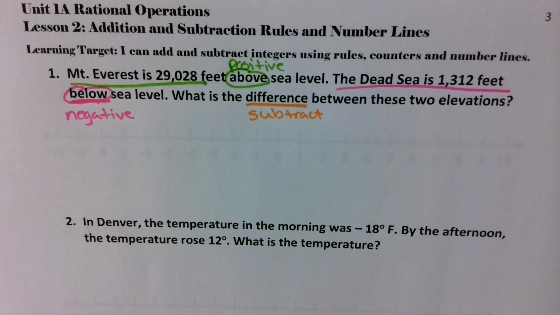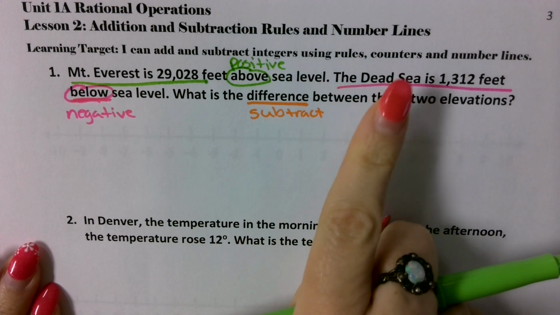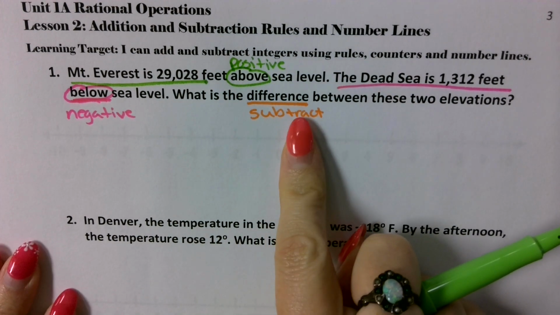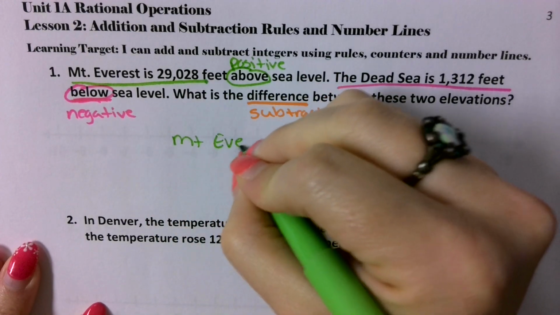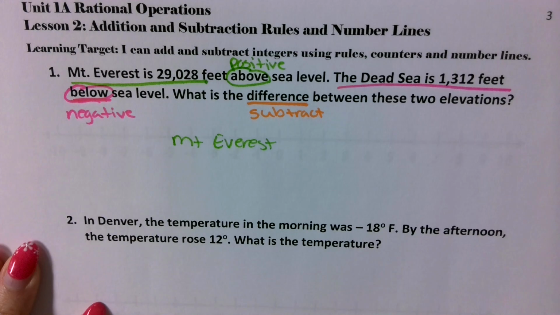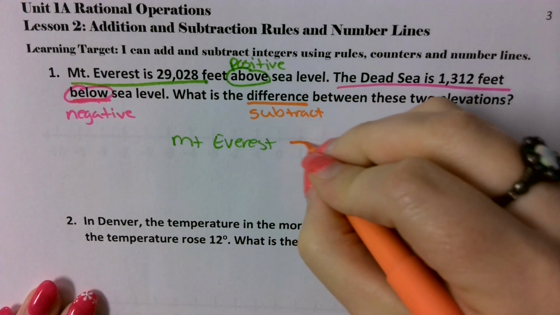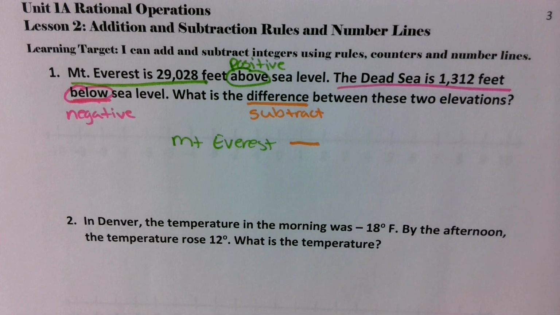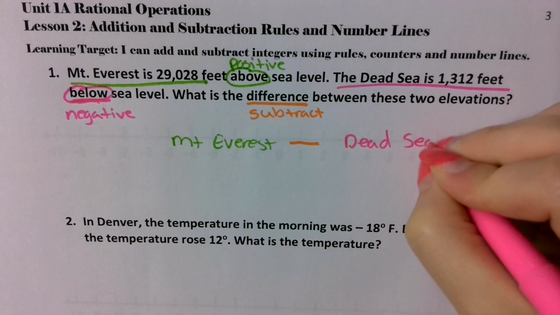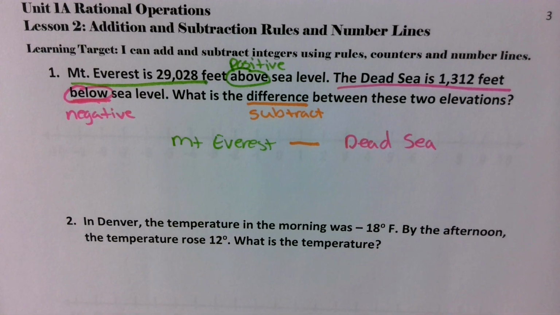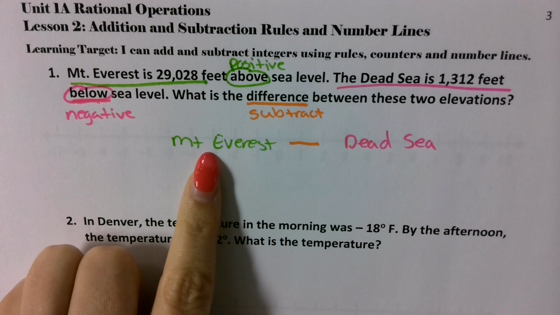Okay, so we know that we're taking a positive number and a negative number, and we're going to subtract. So I'm going to take the measurement for Mount Everest, and I'm going to subtract the measurement for the Dead Sea. So I'm not even using numbers yet. I'm just setting up the problem, just the format of the problem. So now I can plug that information in.